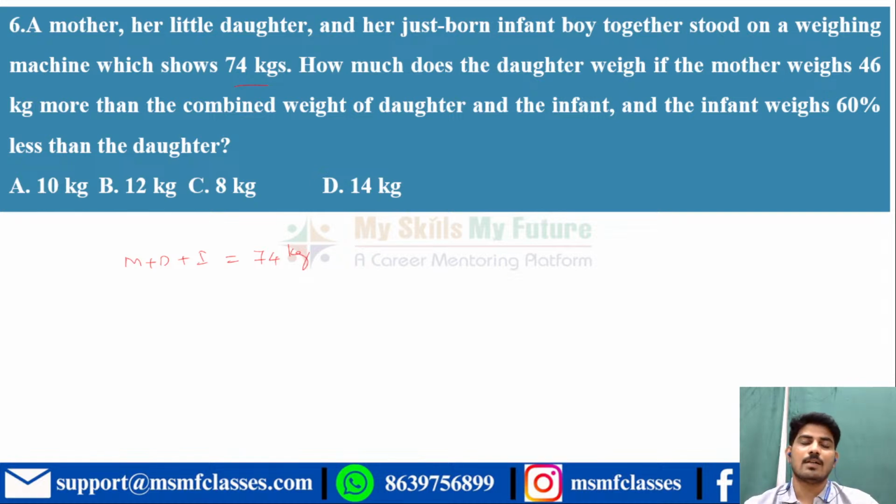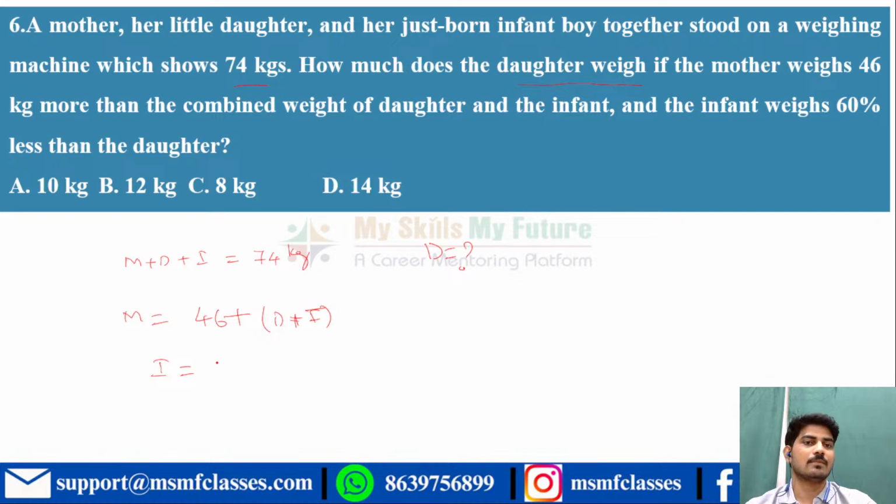So meanwhile, try to answer this question also while I'm explaining. How much does the daughter weigh? So we need to find the weight of the daughter. So what is given? If the mother weighs 46 kgs more than the combined weight of the daughter and the infant. And what else is given? The infant, the baby boy, weighs 60 percent less than the daughter.